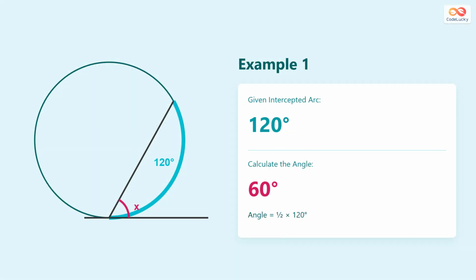Let's try a problem. Suppose we know the intercepted arc measures 120 degrees. To find the angle x, we simply take half of that number. 1/2 of 120 is 60, so our angle is 60 degrees.